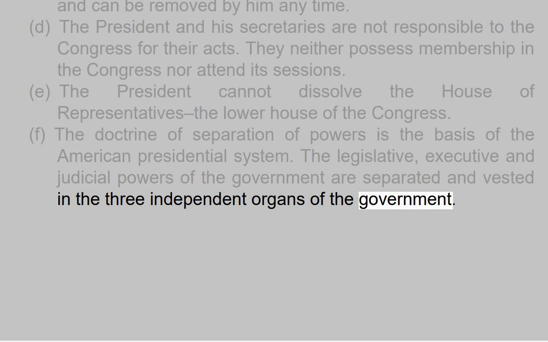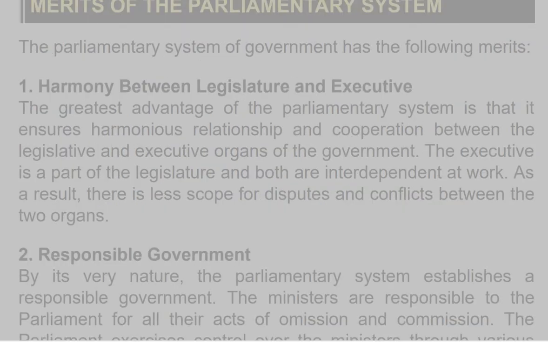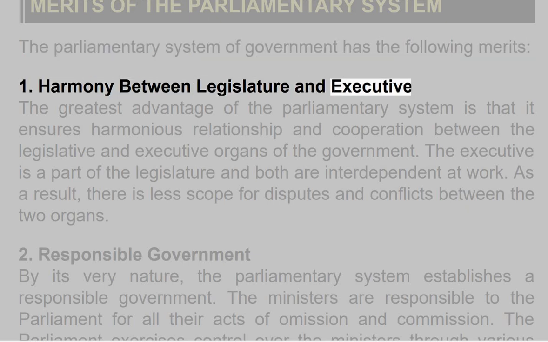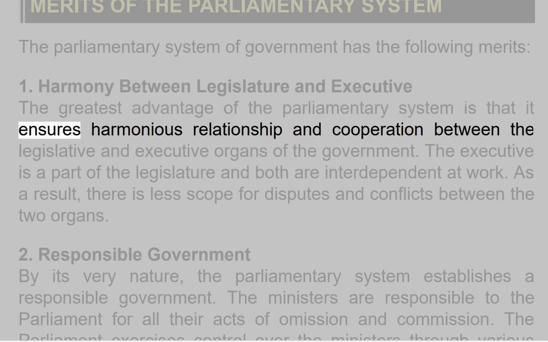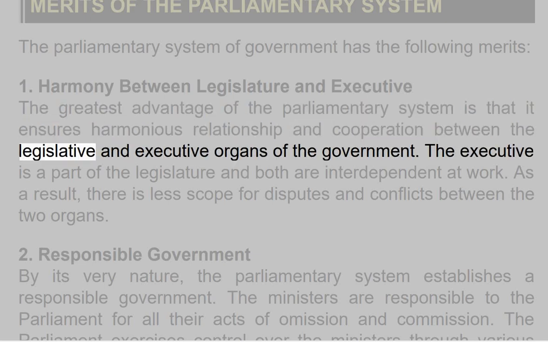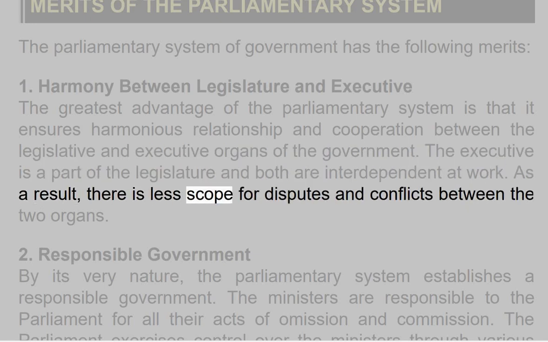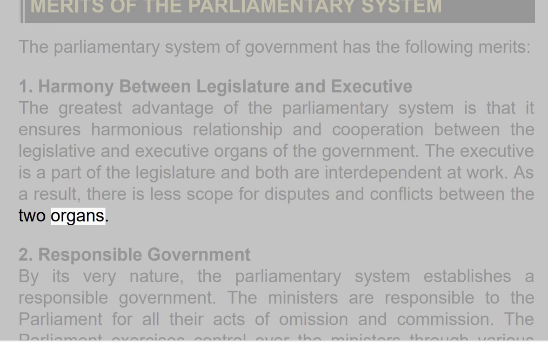Merits of the parliamentary system. The parliamentary system of government has the following merits. 1. Harmony between legislature and executive. The greatest advantage of the parliamentary system is that it ensures harmonious relationship and cooperation between the legislative and executive organs of the government. The executive is a part of the legislature, and both are interdependent at work. As a result, there is less scope for disputes and conflicts between the two organs.